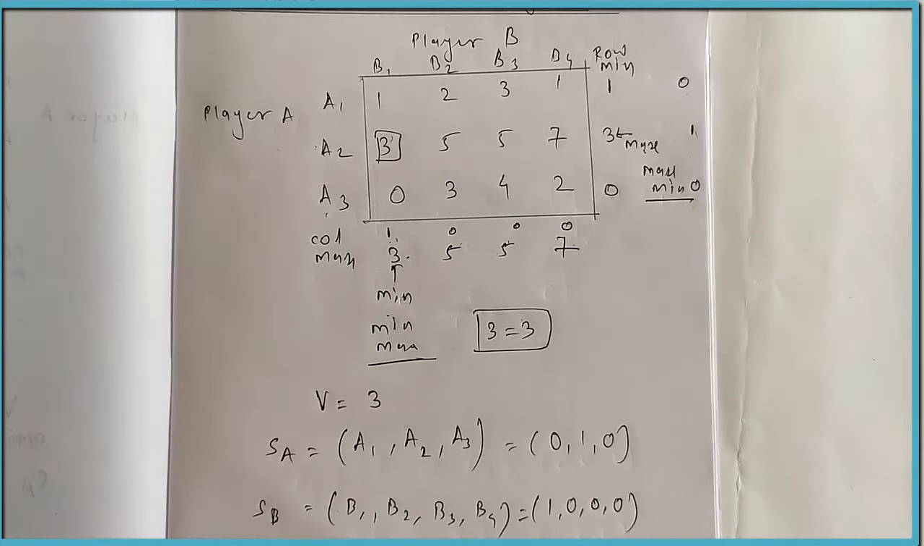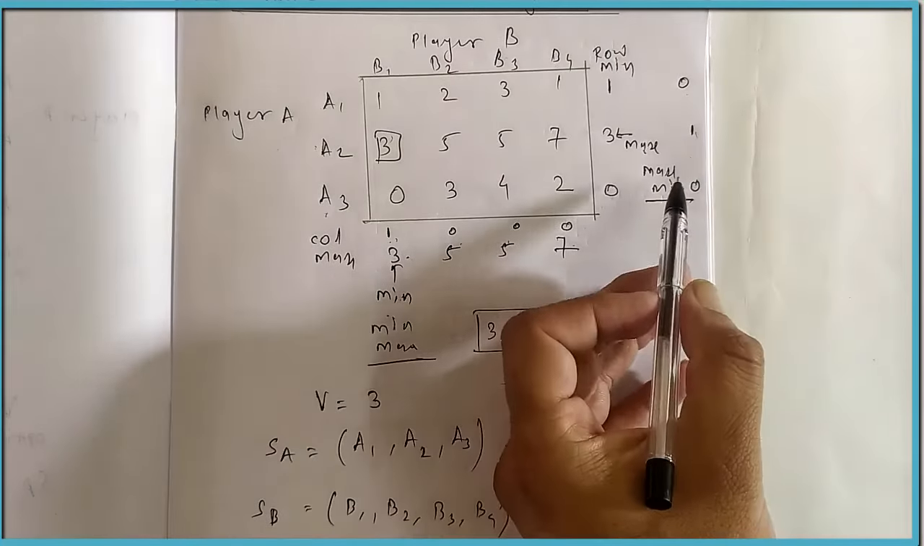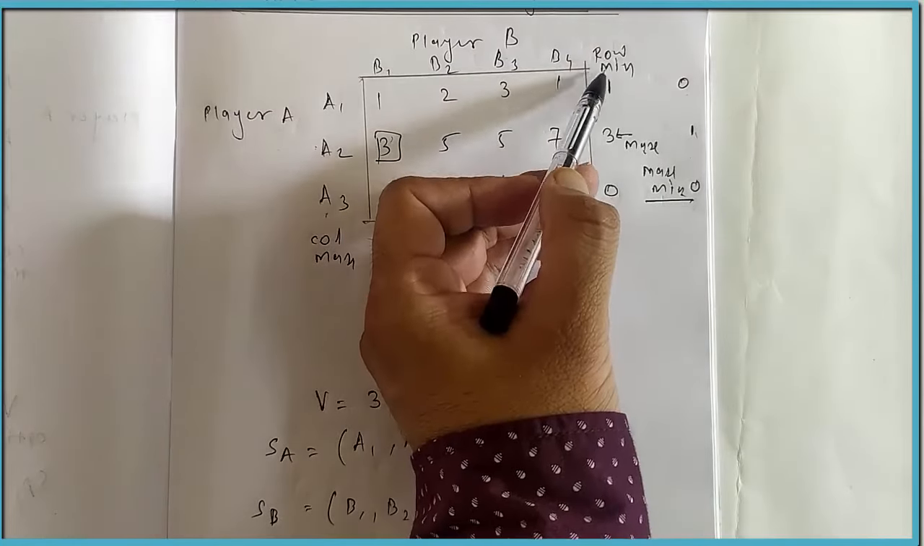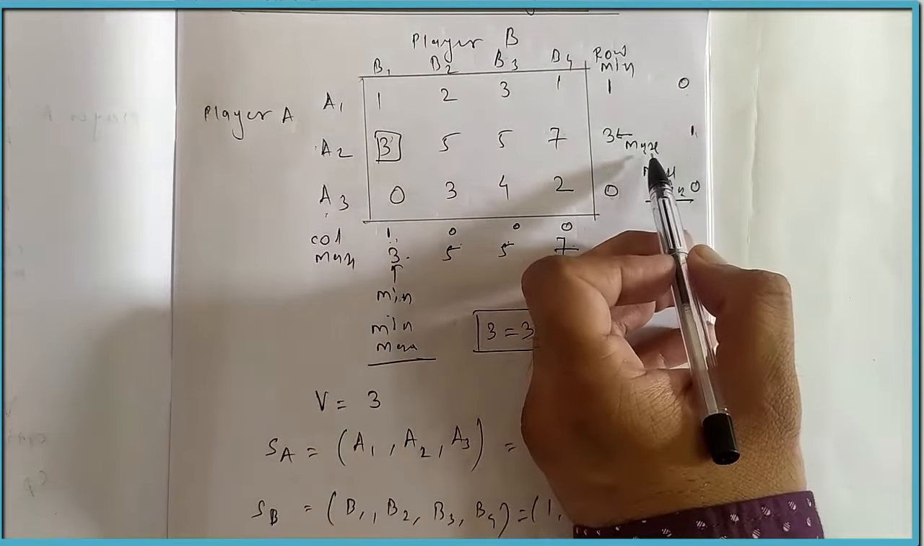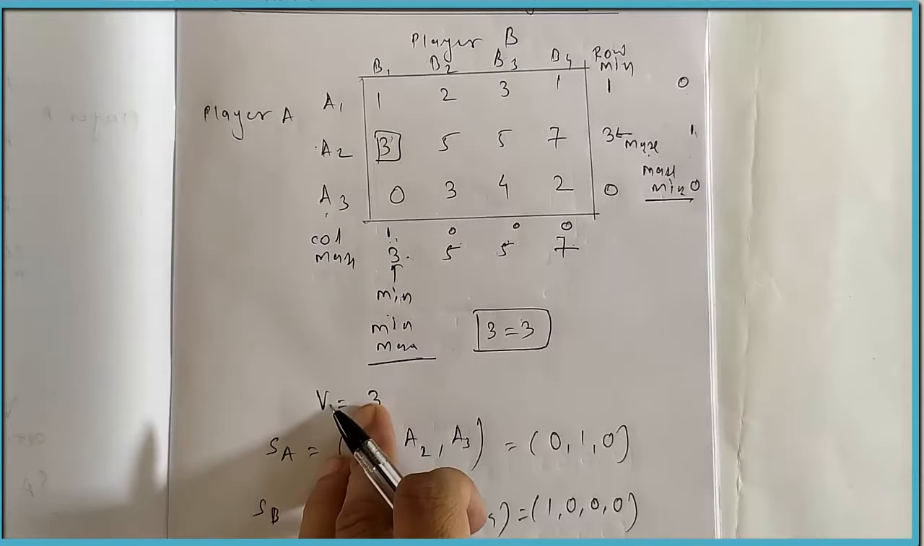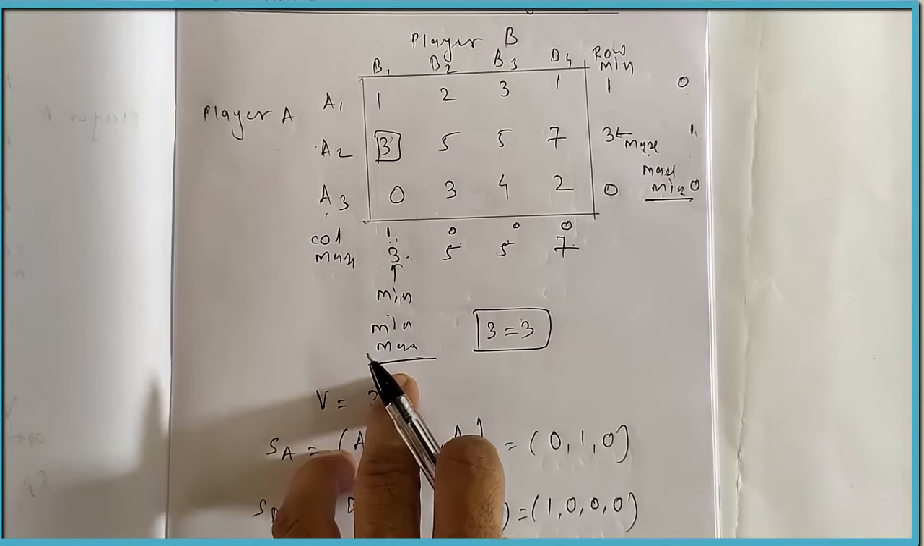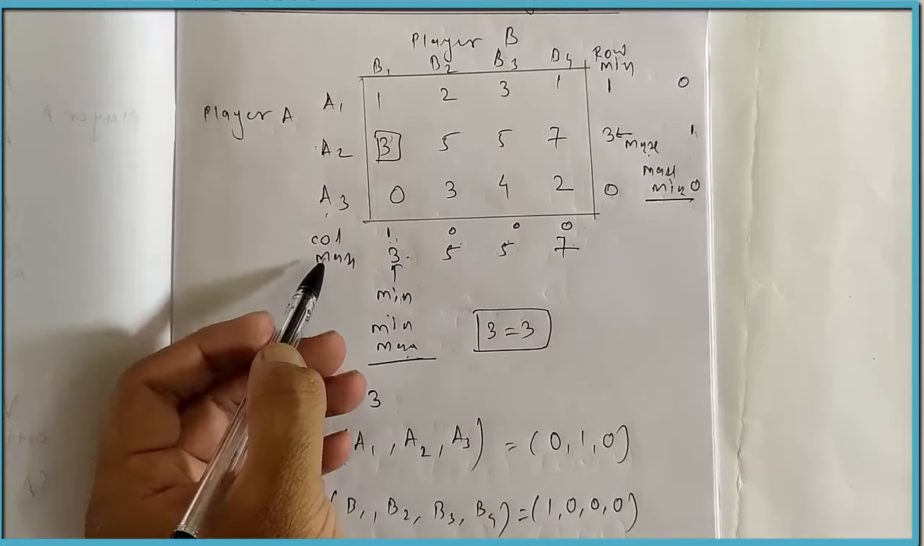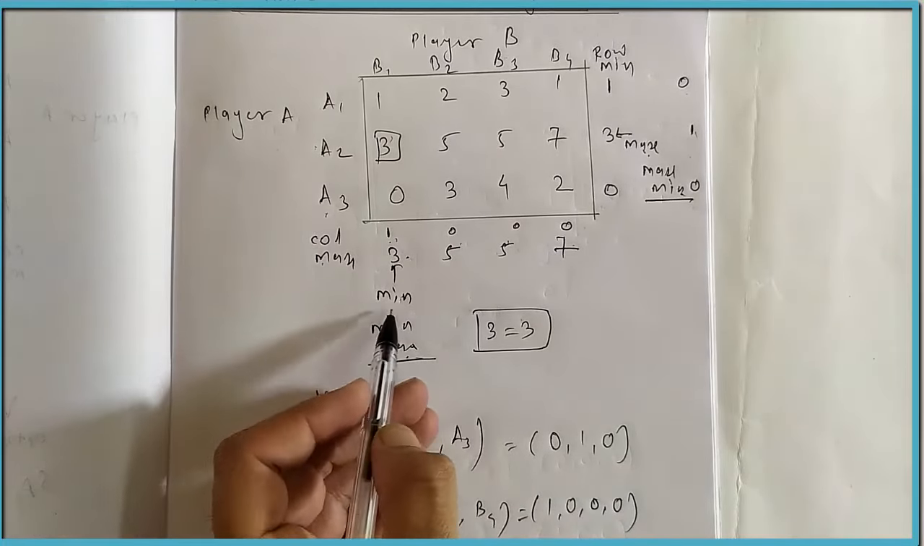At the end of this problem, again I would like to summarize this problem. Here we have found the max min value. For the max min value, first of all we have identified the row minimum, and out of that row minimum we have identified the maximum value. For column side, we have found the min max value. For min max value, first of all we have found the column maximum, and in that column maximum we have found the minimum value.